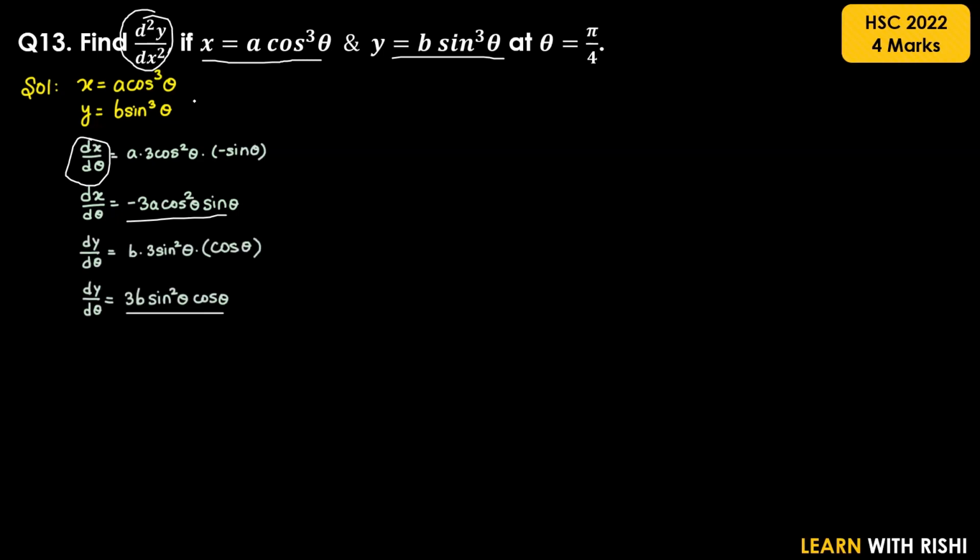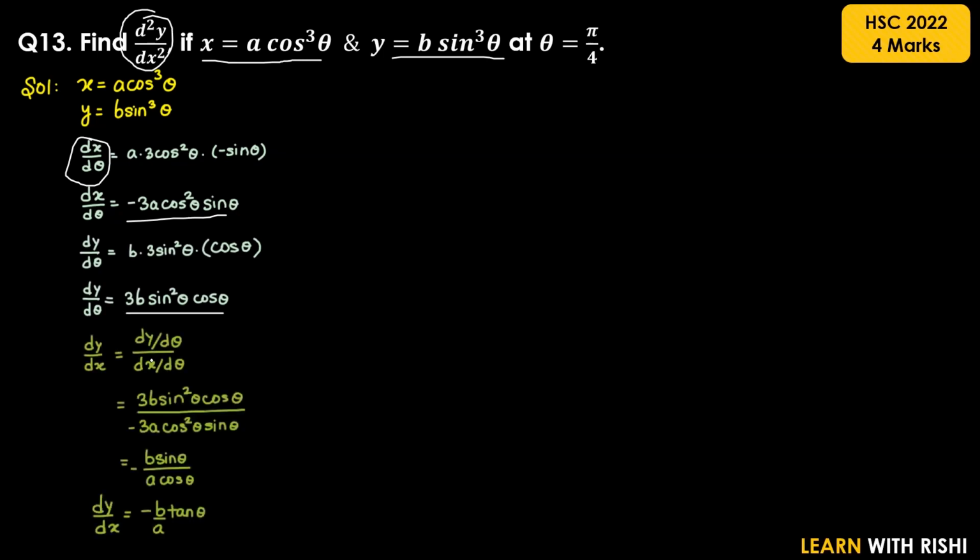Now we have to find dy by dx. So dy by dx will be dy by d theta upon dx by d theta. The same steps which we have done in the previous question. So the final answer will be minus b sin theta upon a cos theta. Sin theta upon cos theta is tan theta, so minus b upon a tan theta. Now we have to find d2y by dx2, which means you have to differentiate this equation again.